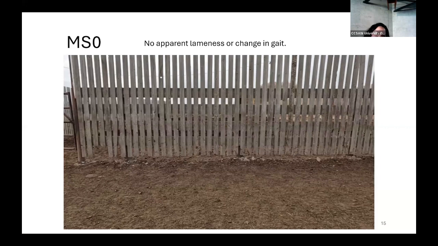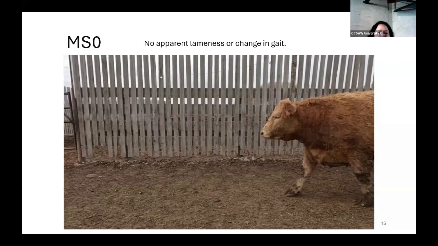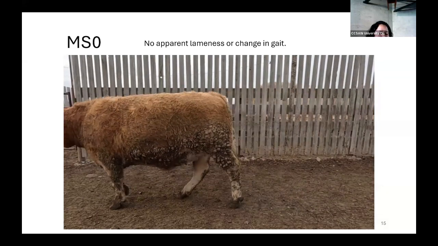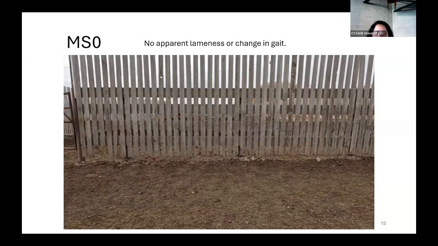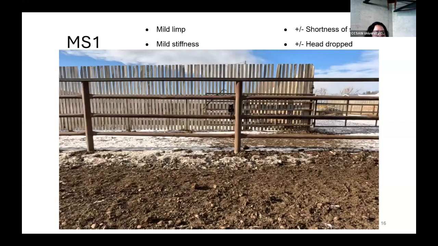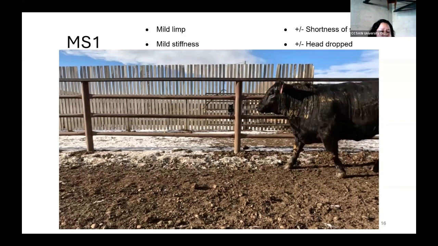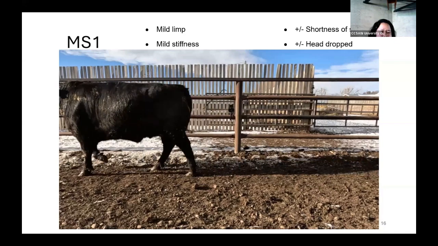We developed a modified mobility score system, a modified version of the ones that currently exist for beef cattle. It goes on a 0 to 3 scale, so a 4-point scale, where 0 is a sound animal that has no apparent lameness or changes in gait. So you can see it's an animal that's walking very smoothly. A mobility score of 1 is an animal that will have a mild limp or mild stiffness and may or may not show shortness of stride or head drop.